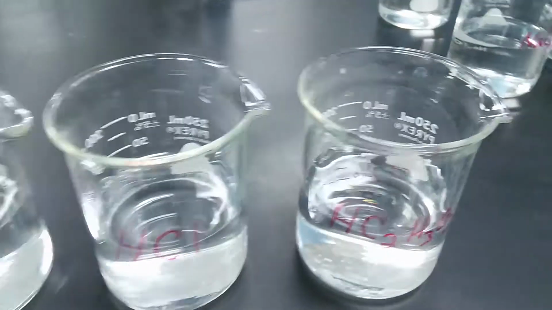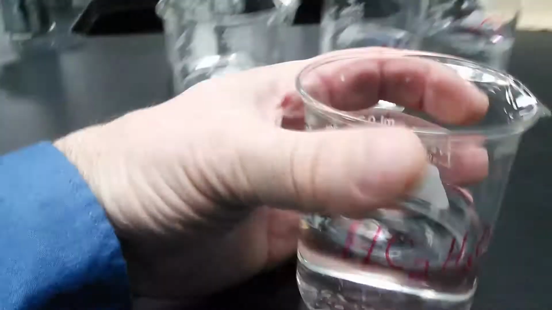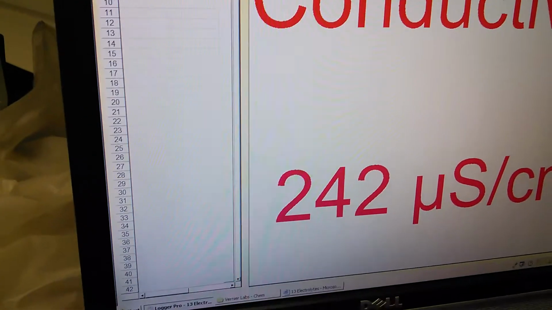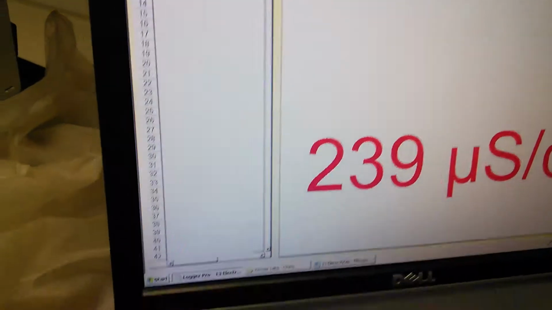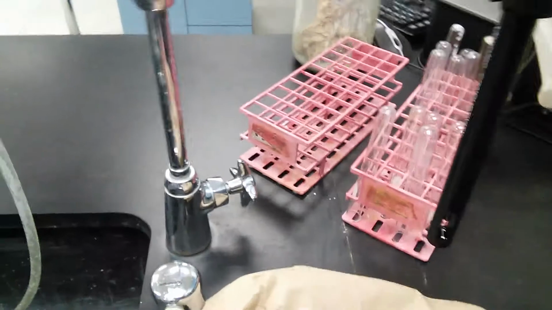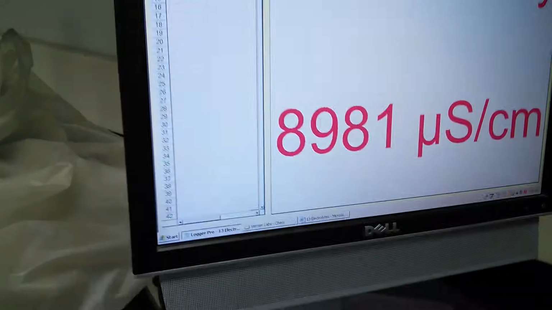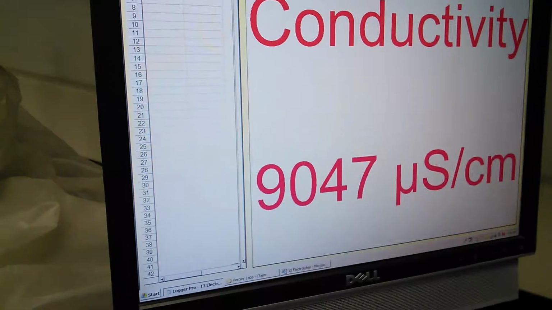Next compound, HC2H3O2. There's our rating on that one. Quite a bit lower than the last three we had. Cleaning off the probe. Our next compound, HCl. And we put that on there. And right there's our conductivity for that one.